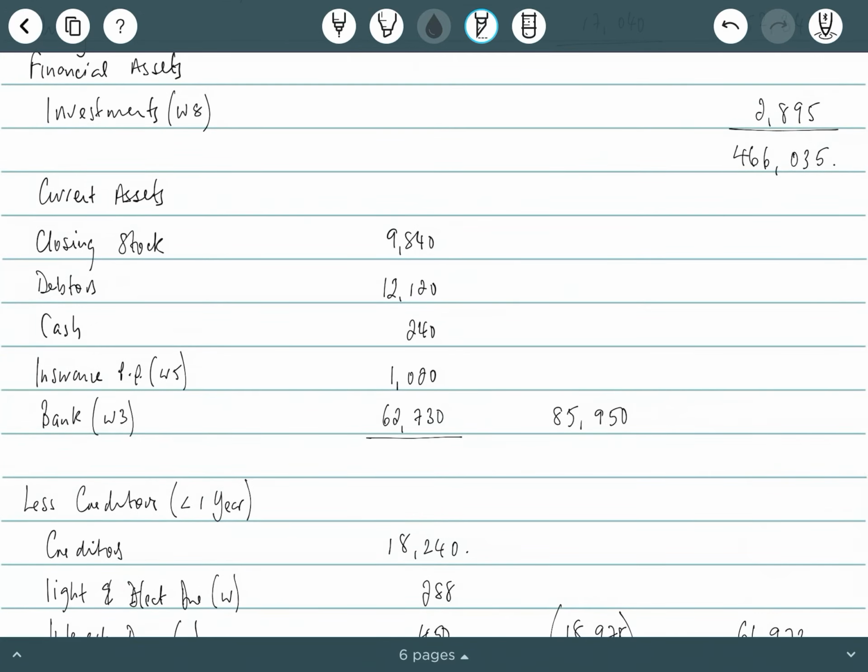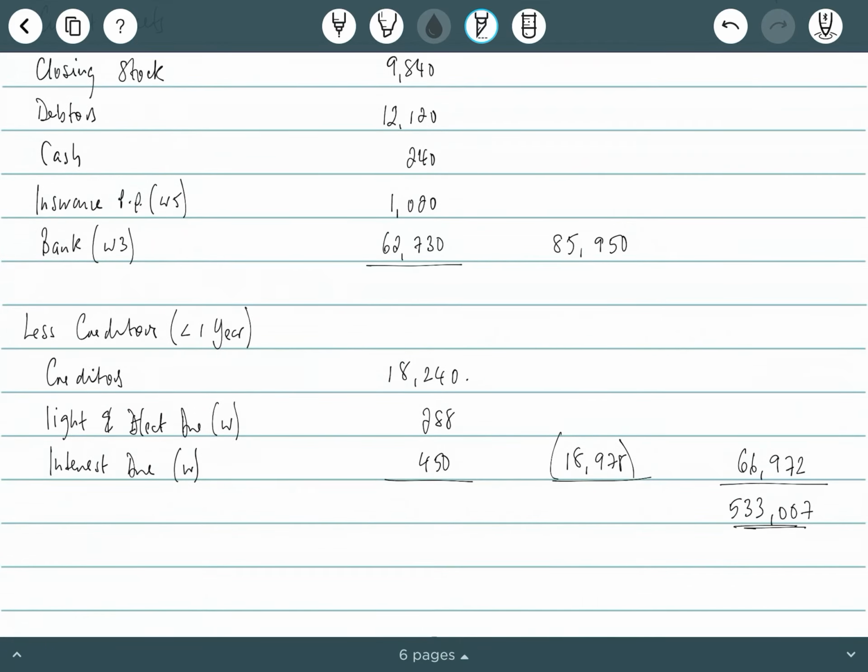Current assets, straightforward enough, lads. Go back to the question first of all. Closing stock, 9,840. Debtors at the end of the question, and 240 cash at the end of the question. Go back to your workings. You had insurance prepaid. Okay. And your working 3 is that you have a positive bank balance of 62,730, which gives you total current assets of 85,950. Okay. Less your creditors then, falling due within a year.